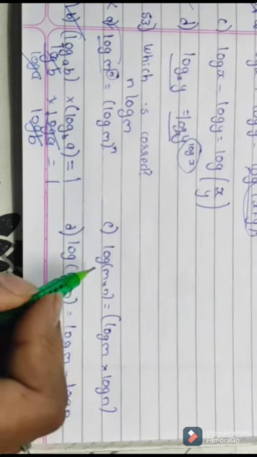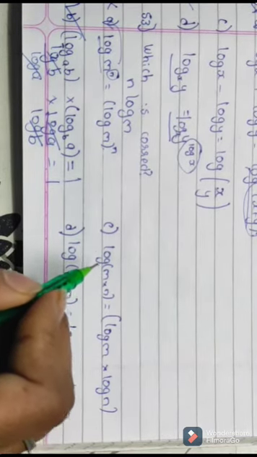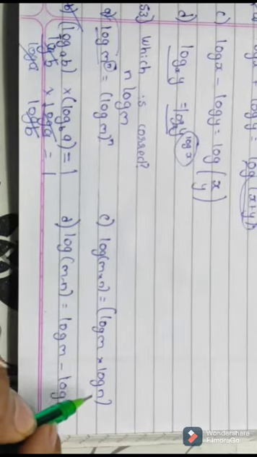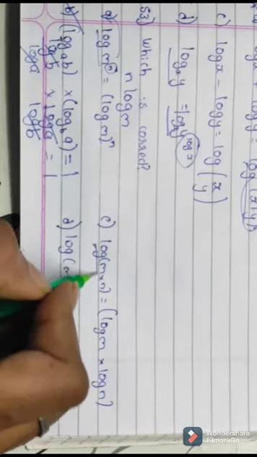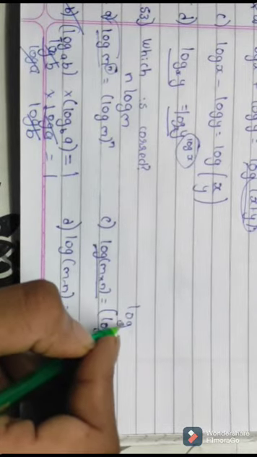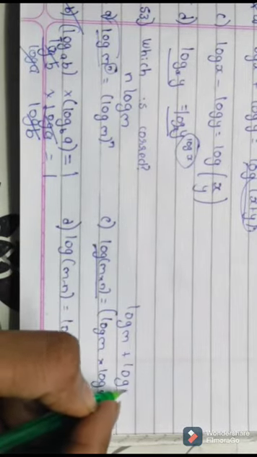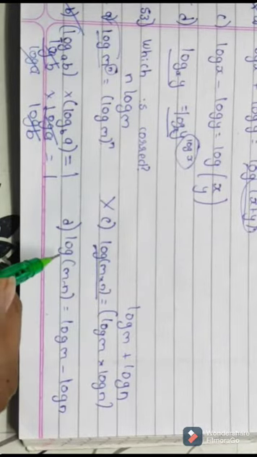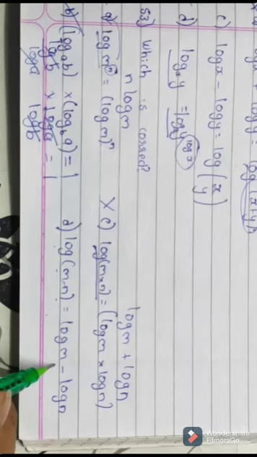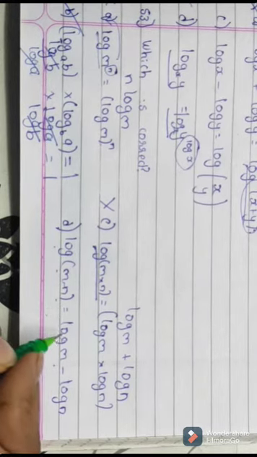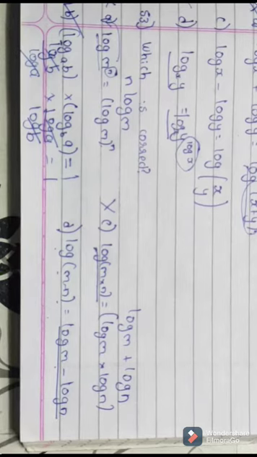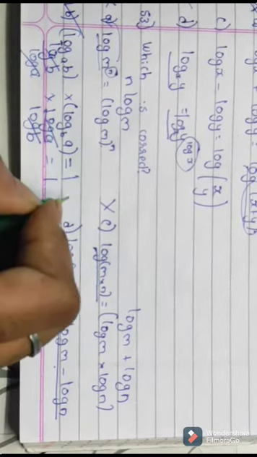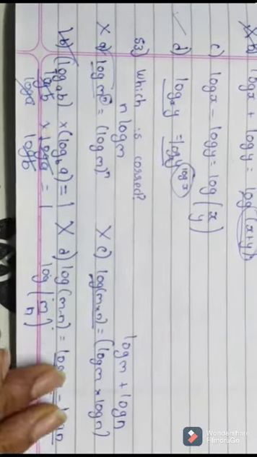Now if we see the statement C, here it is given that log m into n equals log m into log n. We know that the correct statement will be log m plus log n. So this statement is not correct. In D, we are given that log m minus n equals log m minus log n. We know that if two logs are subtracted, then we need to divide the terms. So this statement is also not correct. So our correct option is B.